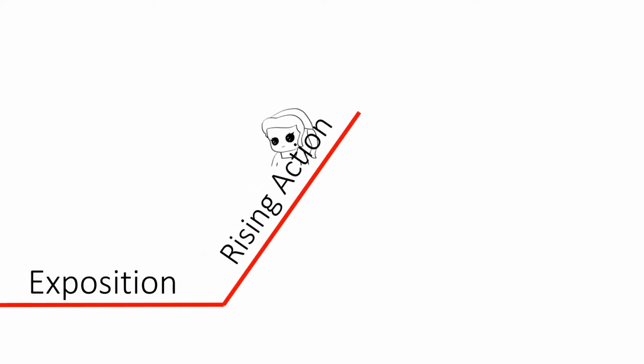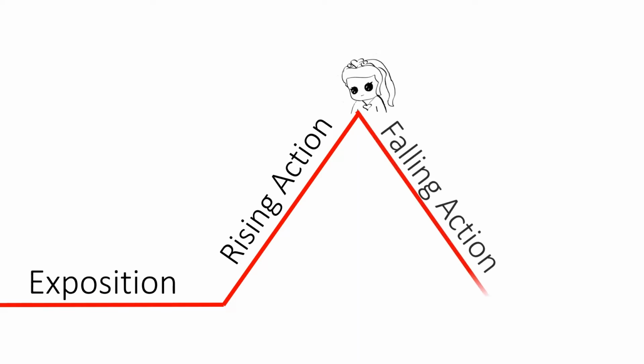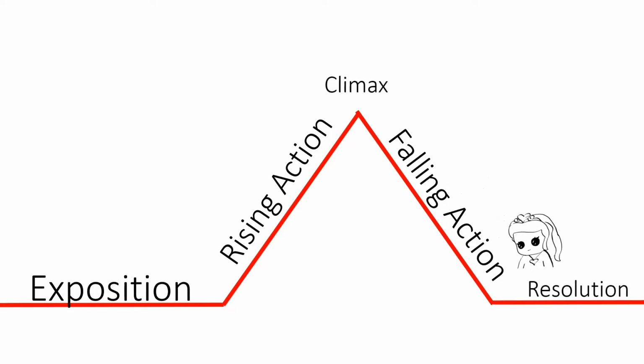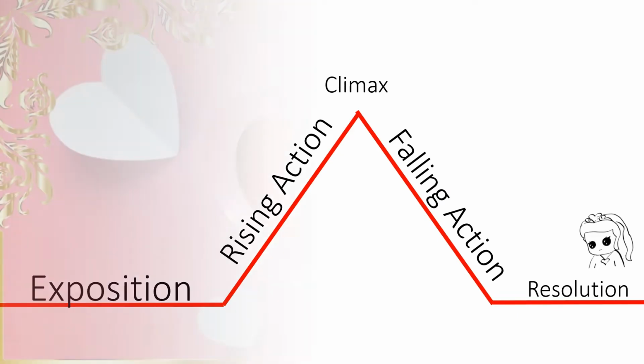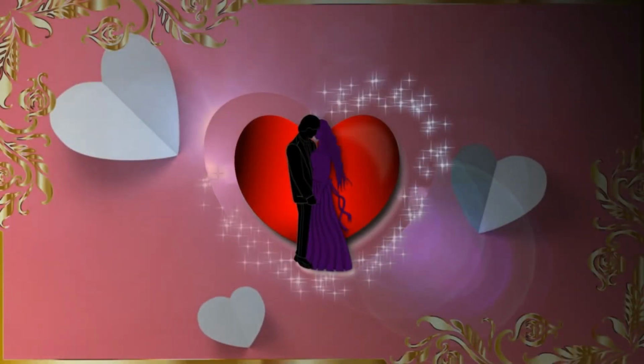There is the exposition where the reader learns about Cinderella's circumstances. Then the rising action as we go through the steps of Cinderella's journey to the ball. We reach the climax when she rushes off and leaves her glass slipper. The falling action is presented as the prince searches the land for her. Finally, we end with the resolution when he finds her, and the slipper fits, giving them a happily ever after.